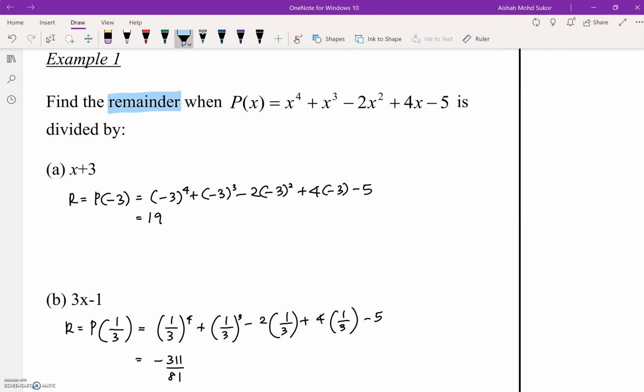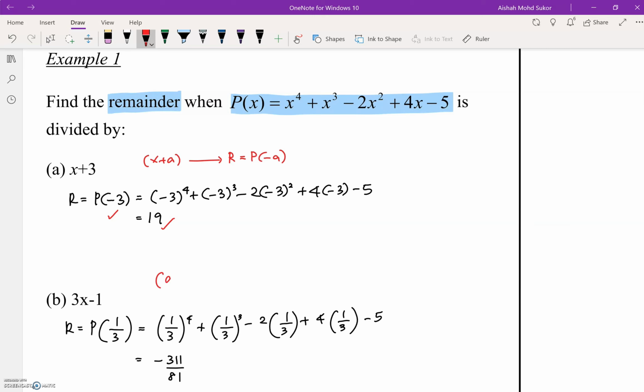Find the remainder when p(x) is divided by x plus 3. If you have a divisor of x plus a, then the remainder will be p(negative a). So p(negative 3) is equal to 19. Without using the long division method, we get our remainder by using the remainder theorem.